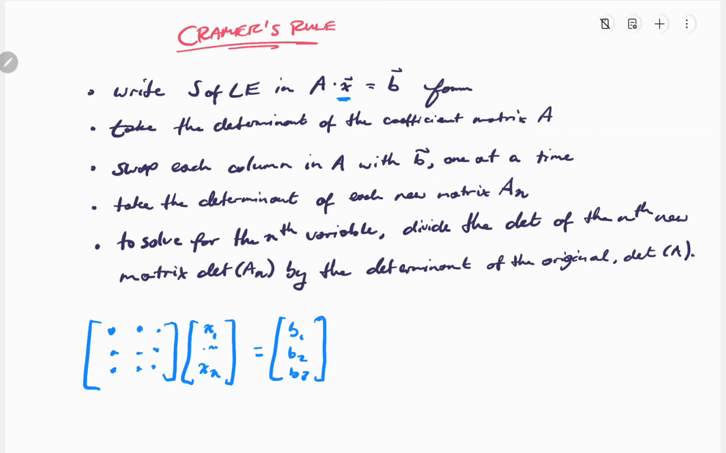So we can notice that this can be quite time consuming and that is not as useful as using a row echelon form, for example. But sometimes you can be asked to use Cramer's rule specifically.